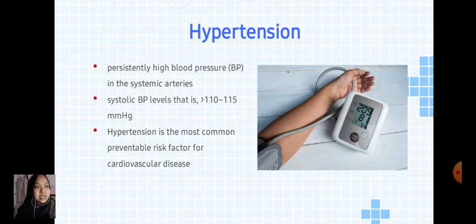Okay, next we will continue to number 2B. I will choose Arga. Where is Arga? Okay, please. Oh, what causes hypertension? Okay, Arga, thank you.